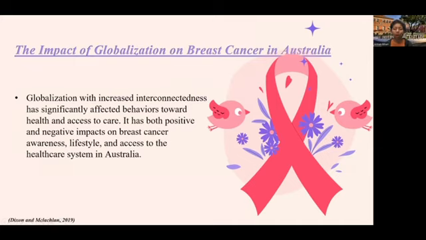Globalization, with no doubt, has increased interconnectedness and significantly affected behaviors toward health and access to care. It has both positive and negative impacts on breast cancer awareness, lifestyle, and access to the healthcare system in Australia.